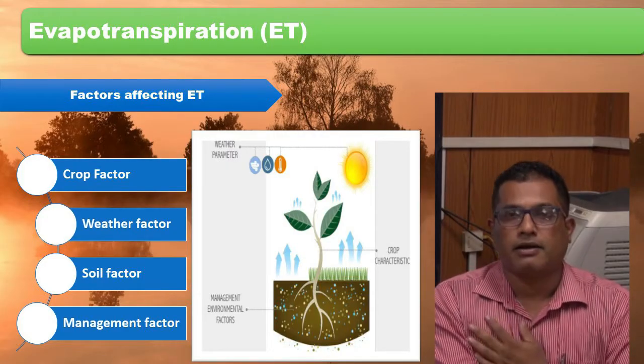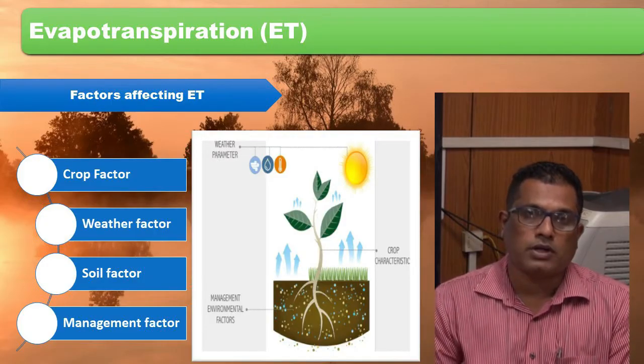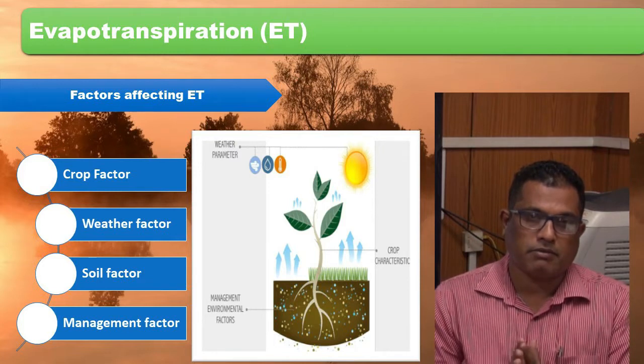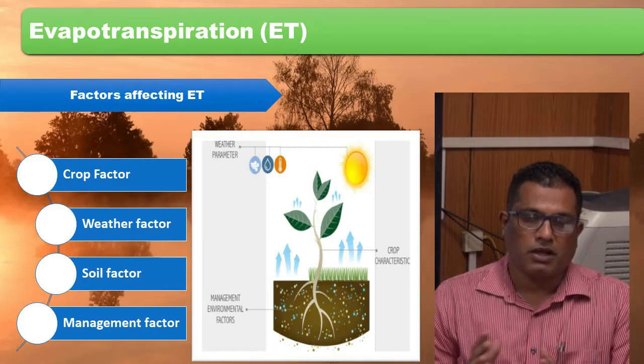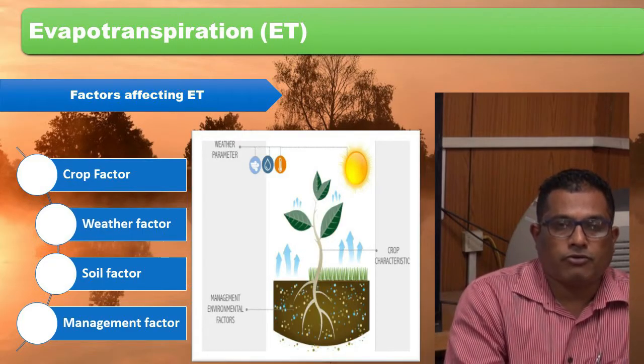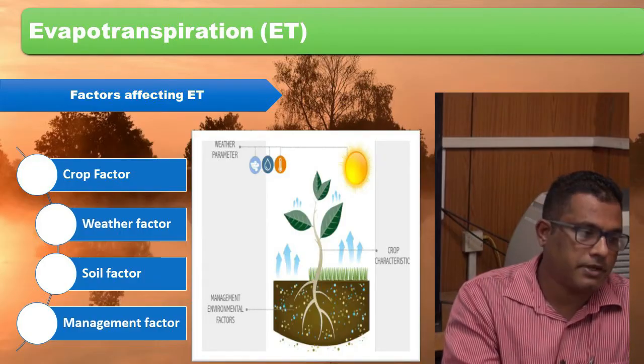And second under crop factor is the root density. If there is more dense root, then what will it do? It will support the plant. The plant growth would be more vigorous. There would be more canopy. There would be good vegetative growth. And from vegetative growth, there would be higher evapotranspiration.